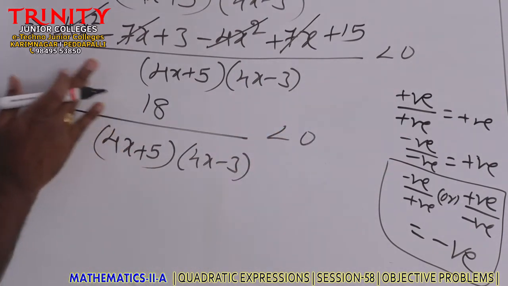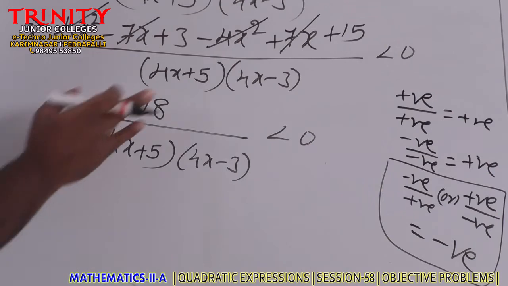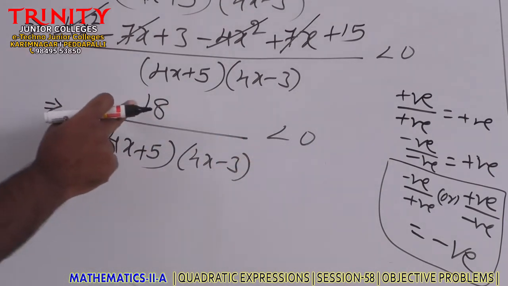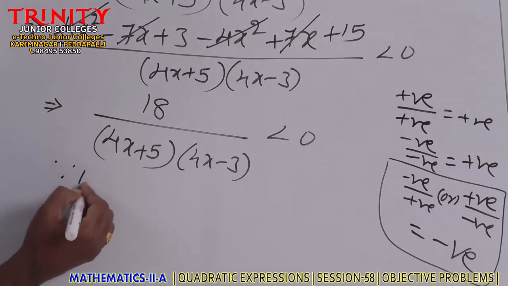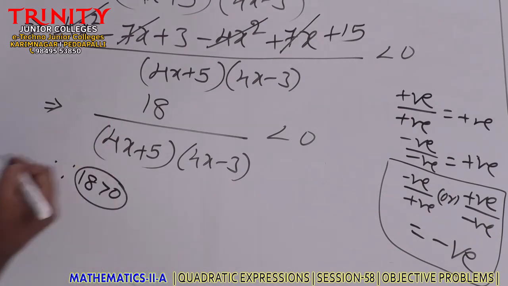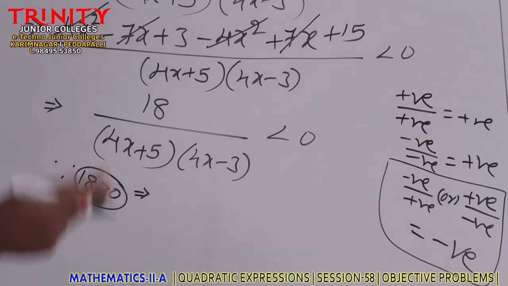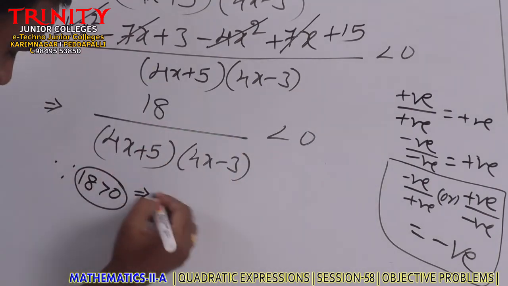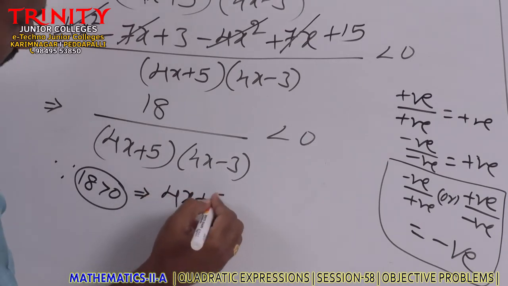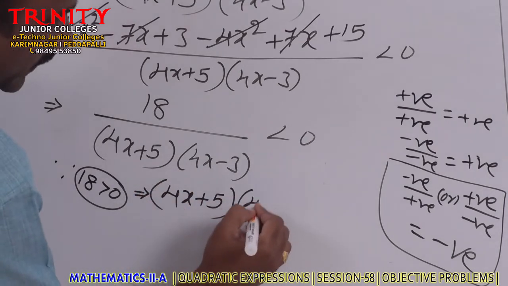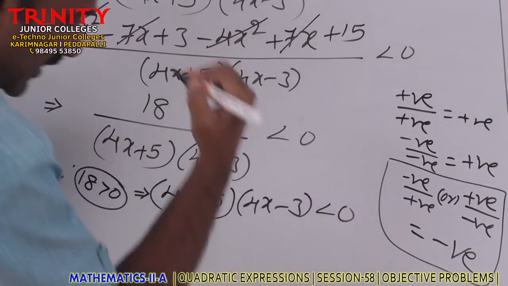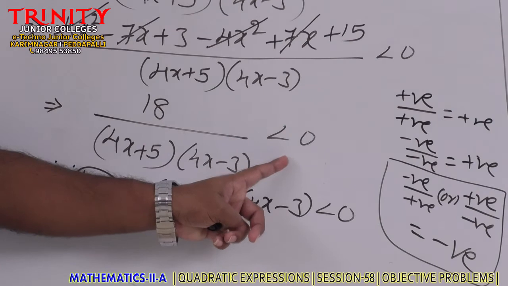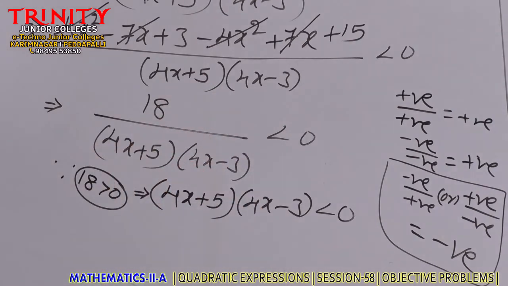Therefore, to get this inequality, 18 by something is less than 0. Since 18 is always greater than 0, the one and only possibility is that the denominator must be less than 0. Therefore (4x plus 5) into (4x minus 3) must be less than 0. Then only is this one by this one less than 0 possible. There is no other alternative.